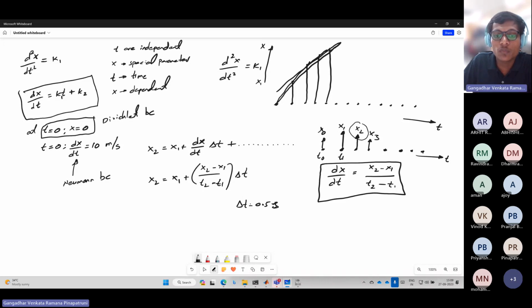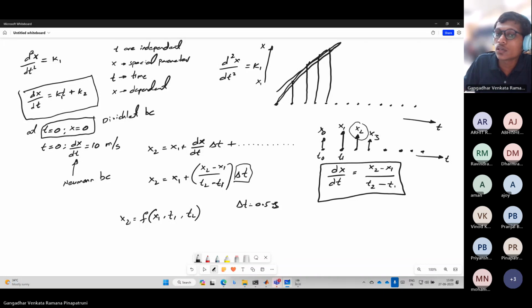And you have time information t1, you have time information t2, x1 information, and the only unknown is x2. So segregate the unknown x2 from these two equations, and solve for x2 as a function of x1, t1, t2 and the delta t. So this is also the numerical way that you can solve any ordinary or partial differential form of equations, right? So now did you get the idea?